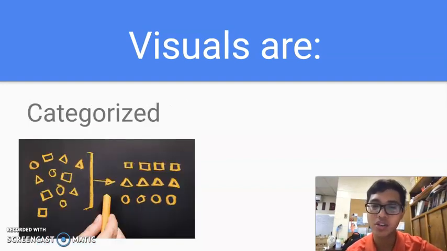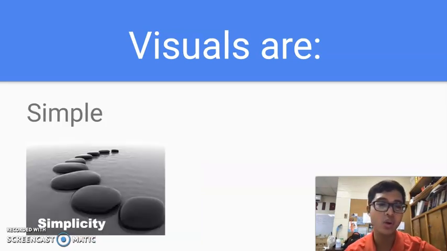They're categorized. So as you can see in this picture on the left, all the shapes are in different orders, but on the right side, it's organized. When we are building our presentations, we want it to be organized, we want it to be sequential, we want everything to relate and also be in a certain order and not too much information. And lastly, we want to make sure that it is simple. Simple meaning short, easy to grasp.